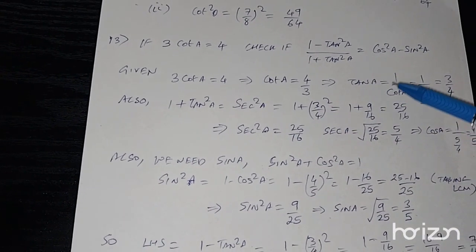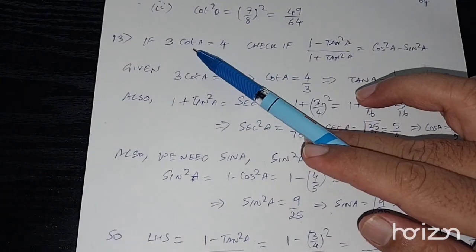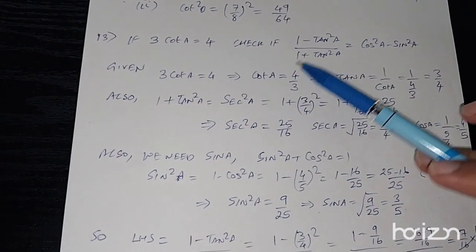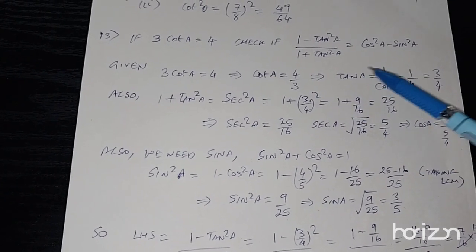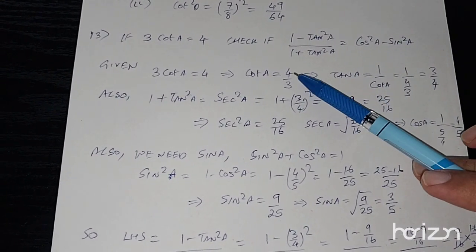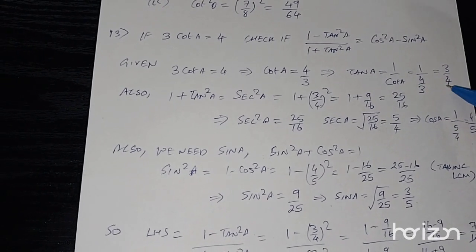Okay, tan a will be equal to 1 by cot a. Correct. See, we have cot a and we want tan a, so we have to go from cot a to tan a. We know that tan a is 1 by cot a. So cot a is 4 by 3, so tan a is 1 by 4 by 3, which is 3 by 4.